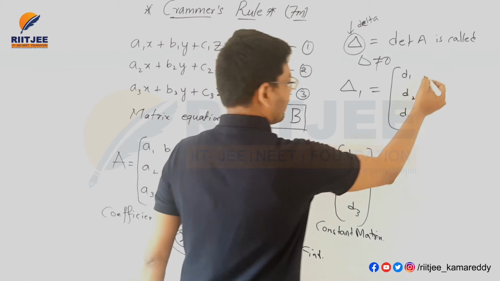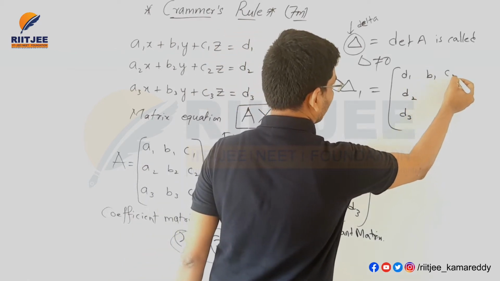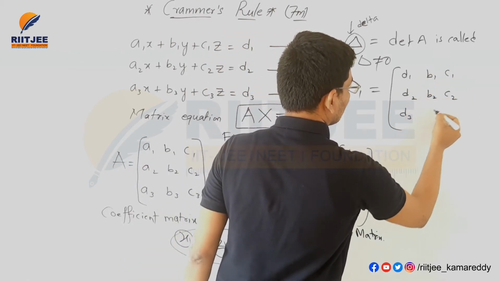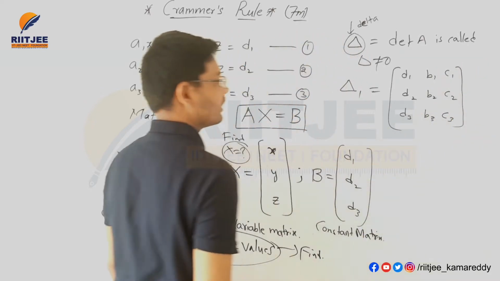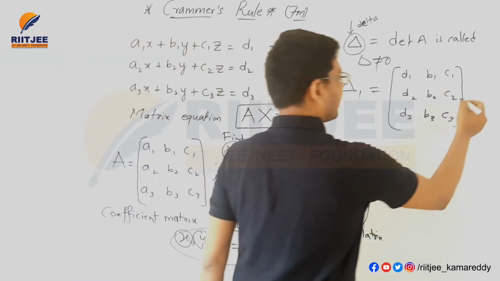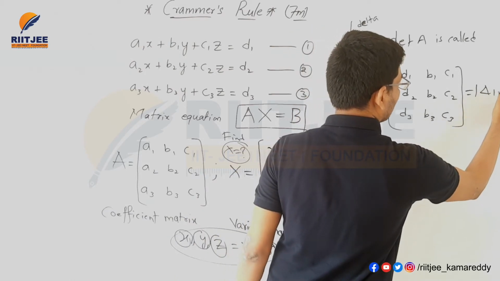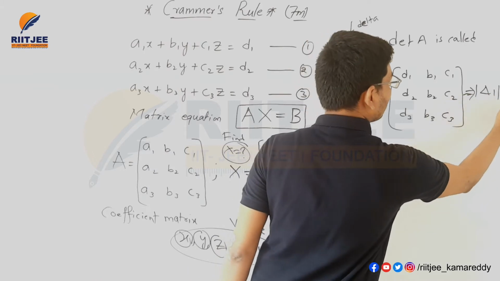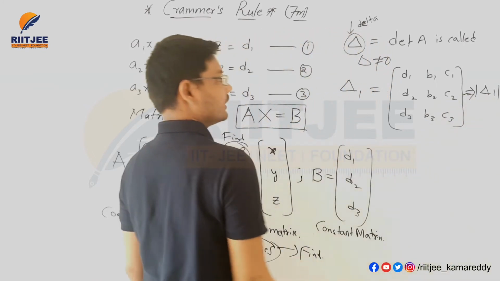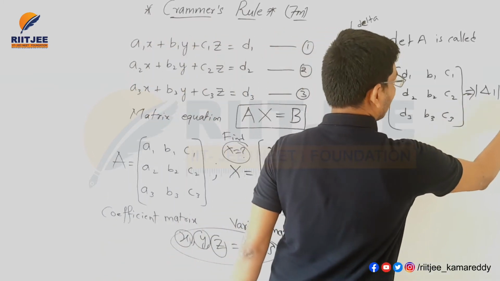Let's write all the common elements here: B1, C1, B2, C2, B3, C3. This is the delta 1 matrix. The modulus of delta 1 will give one value here.